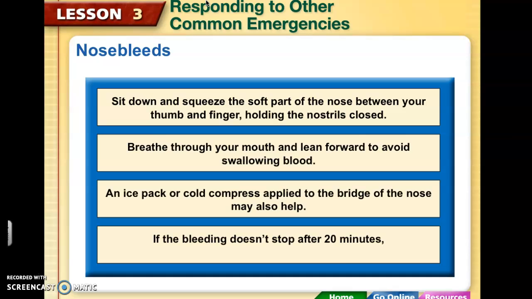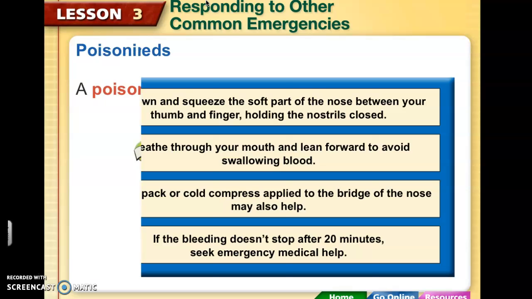For nosebleeds, you want to sit down and squeeze the soft part of the nose between your thumb and finger, holding the nostrils closed. Breathe through your mouth and lean forward to avoid swallowing blood. An ice pack or cold compress applied to the bridge of the nose may also help. And of course, if the bleeding doesn't stop after 20 minutes, seek medical help.